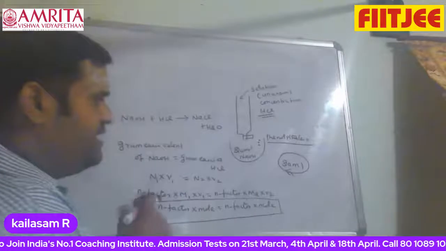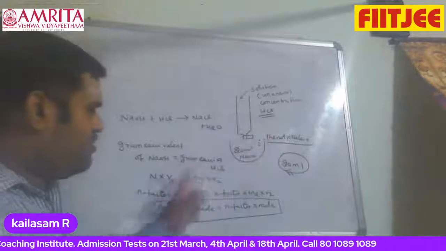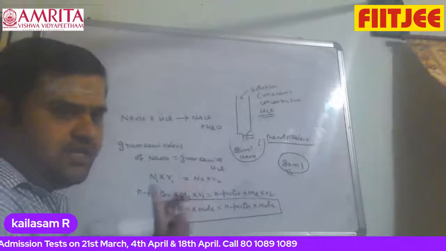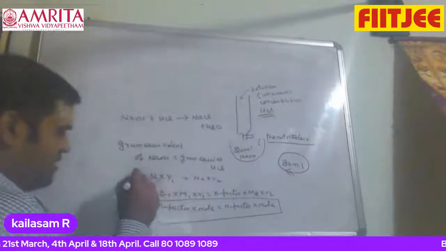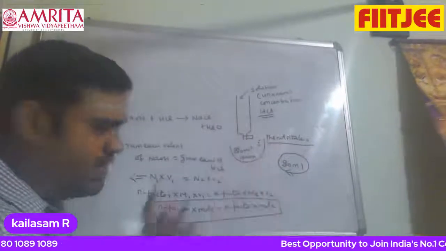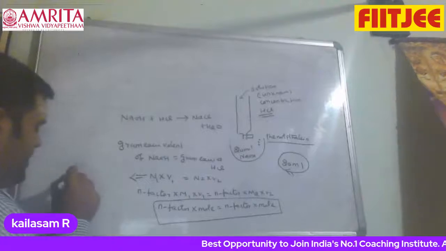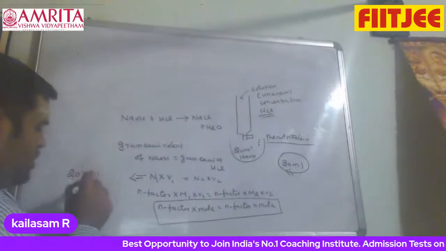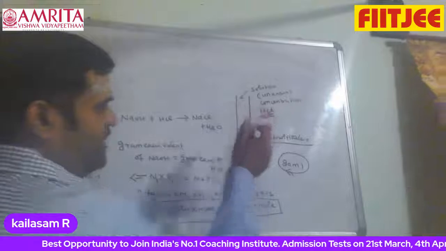Now I can say how much volume of sodium hydroxide was used? 20 ml. What is the concentration? 0.1 molar. Look at this. Sodium hydroxide is a monoacid base, so the n factor is 1. Therefore, molarity is equal to normality. Therefore, I can write 20 into 0.1. Here I am getting the volume at 20 ml.